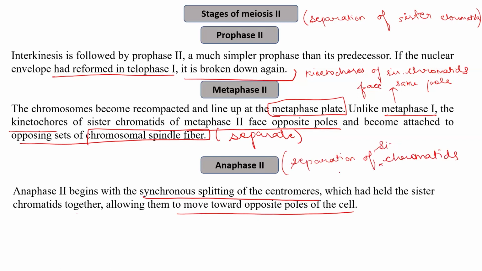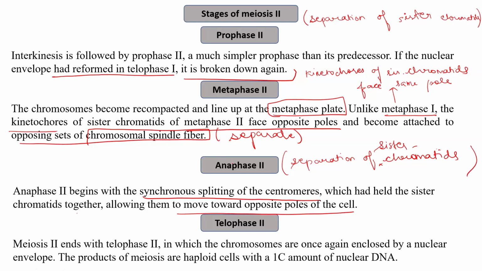Separation of sister chromatids. Right? So in this anaphase 2, which is similar to the anaphase of mitosis, the separation of sister chromatids happens and both the sister chromatids move towards the opposite poles. So meiosis 2 ends with telophase 2, in which the chromosomes are once again enclosed. As I mentioned, now there will be no term like chromatids. Now they will be called chromosomes. These chromosomes are once again enclosed by a nuclear envelope, and the products of meiosis are now haploid cells with 1C amount of nuclear DNA. So they have half the nuclear DNA.